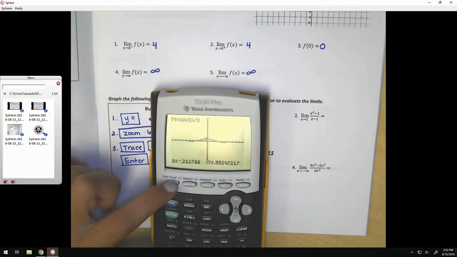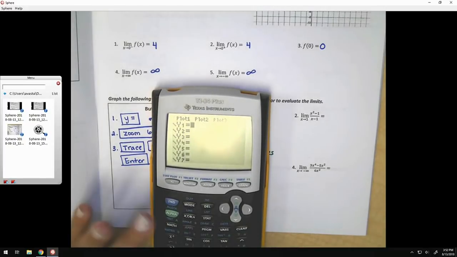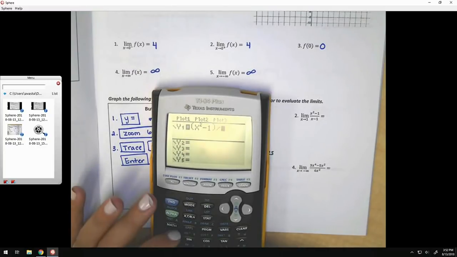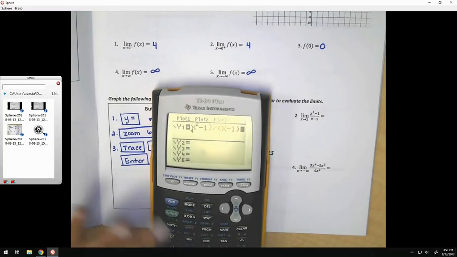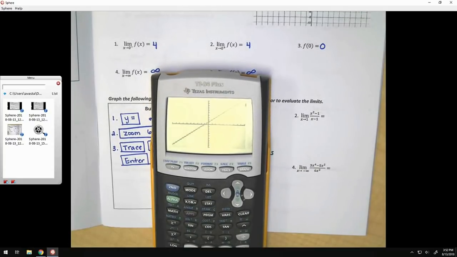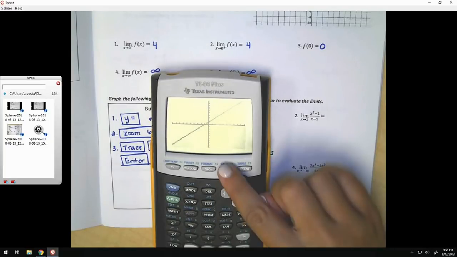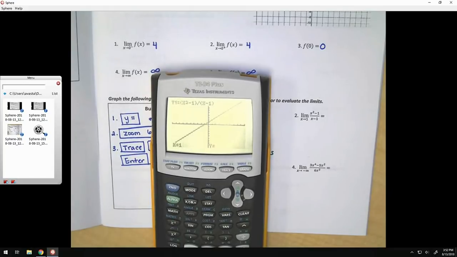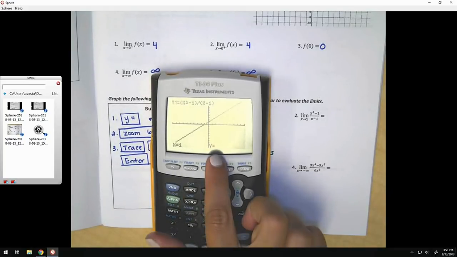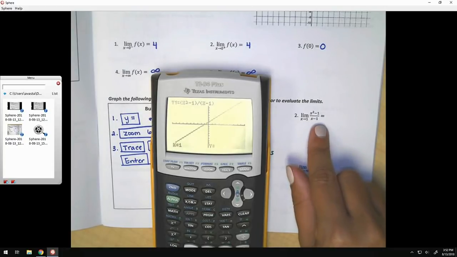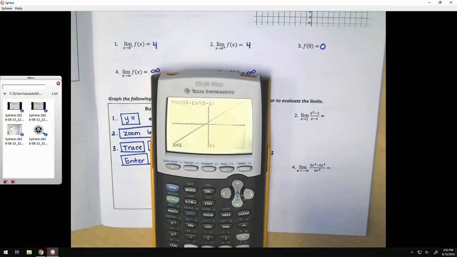So I'm going to go to y equals, clear what's there, parentheses x squared minus 1, divided by parentheses x minus 1. I'm going to do zoom 6 to get my standard zoom. You'll notice it looks a lot like a line. Now I'm going to hit trace, and I'm going to type in the x value that I want to approach, which is 1, and I'm going to hit enter. You'll notice again it's undefined. The reason is because if you take the number 1 and you plug it in here, you get a 0 in the denominator, which obviously is an undefined value.